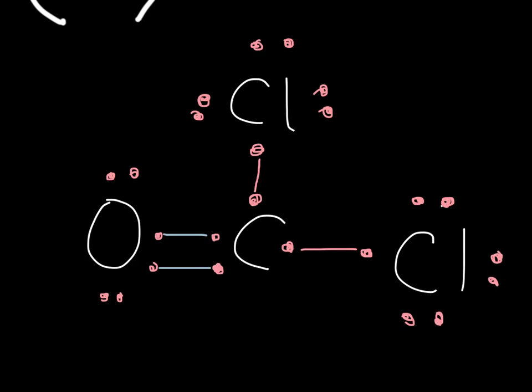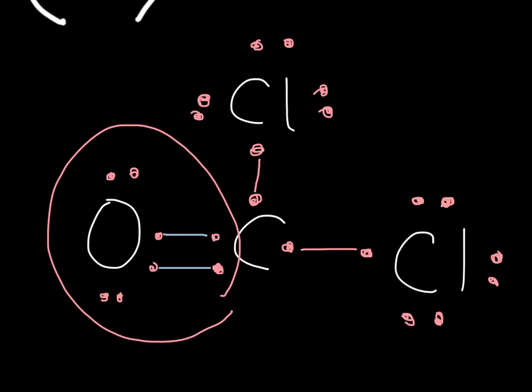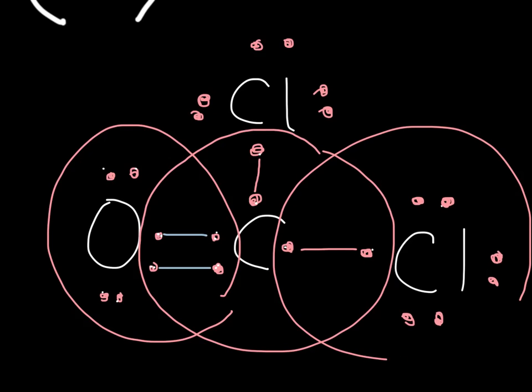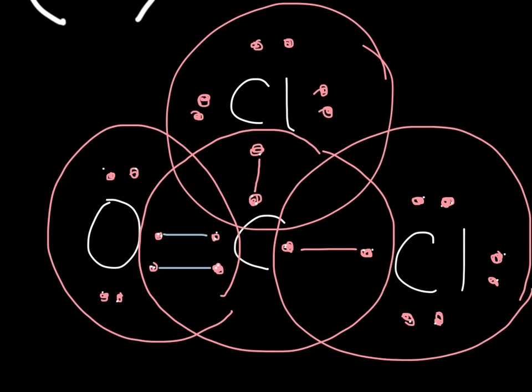So start with our oxygen. There's 8 there: 1, 2, 3, 4, 5, 6, 7, 8. Following our carbon, there should be 8 there as well: 1, 2, 3, 4, 5, 6, 7, 8. Following our chlorine, there should be 8 there, and that's 1, 2, 3, 4, 5, 6, 7, 8. And our last chlorine should be the exact same: 1, 2, 3, 4, 5, 6, 7, 8.